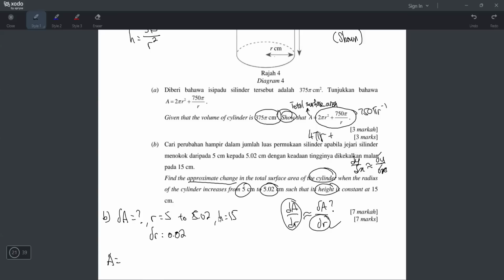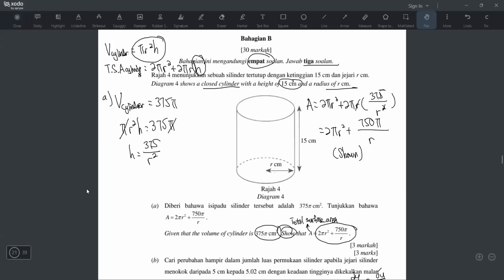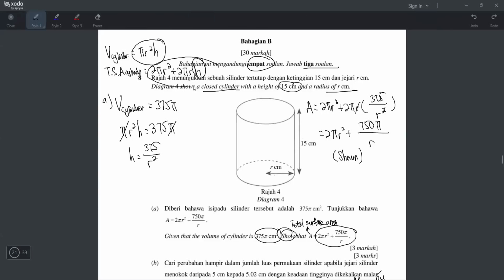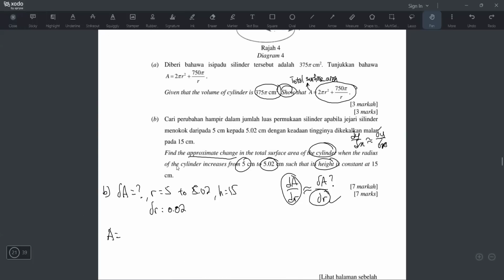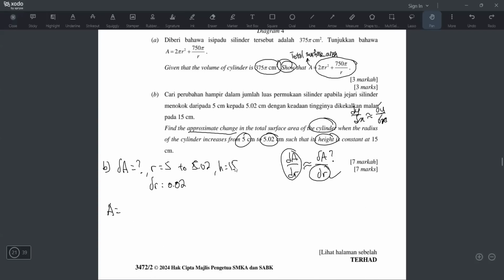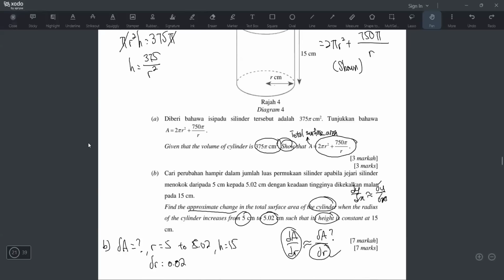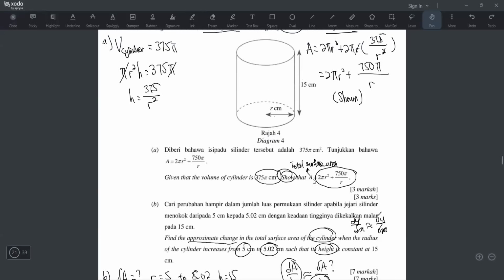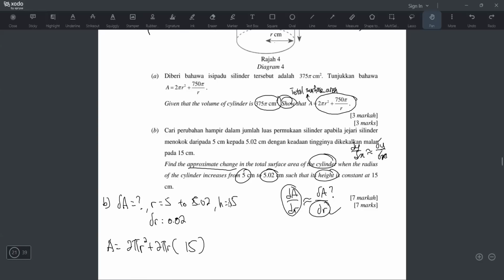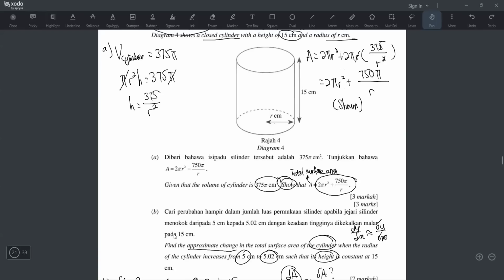So saya rasa saya takkan buat macam ni. Yeah, I think I will not do it like that. Instead, I will go back to this formula, 2 pi r square plus 2 pi r h, and the h I will sub with the 15 here. Okay, that because I want to include this information in my working. Okay, so dia akan jadi apa? 2 pi r square plus 2 pi r h, and the h I masuk 15. And the reason I'm doing it like this is very simple. Is because if I terus differentiate ini, saya tak guna information, the H15 punya information, I never use it. And saya rasa dia bagi ni mesti dia nak kita guna kan. So yeah, that's why I do it like that.